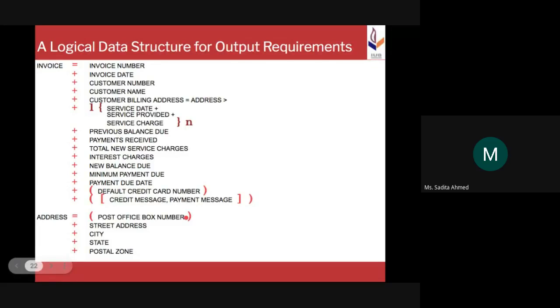Plain and simple, just what do we need to display for an invoice: invoice number, invoice date, customer number, name, blah blah blah and so on, customer billing address, as you can see once again here. Let's say the service details, all right? There could be one single service. The invoice could be for a single service or multiple services. So however many services there were in this one invoice, list all of them, one if there is one, two if there are two, three if there are three, and so on. And the rest of the details that you must include in an invoice. And then a default credit card number, optional.